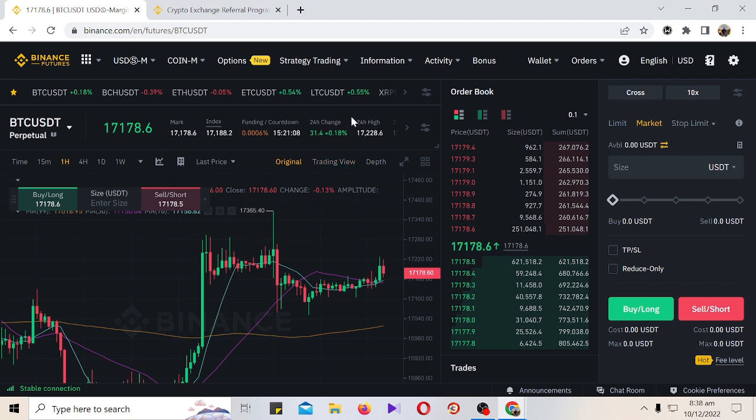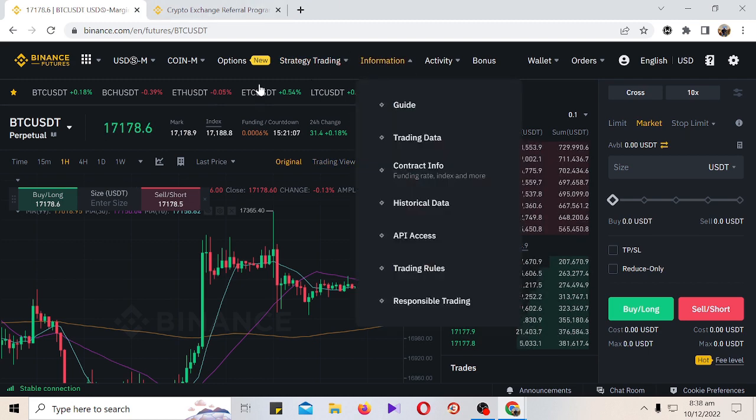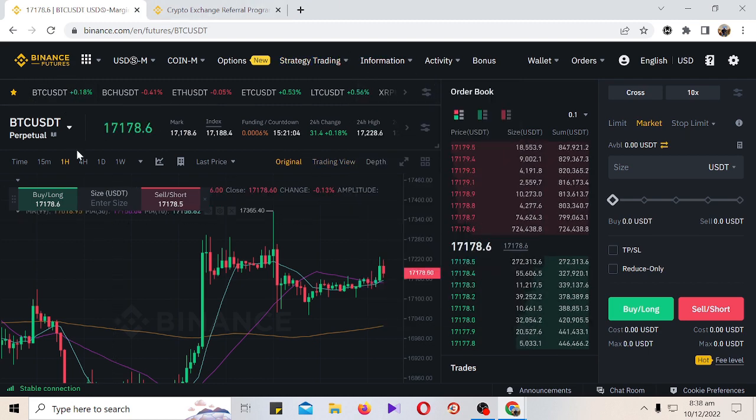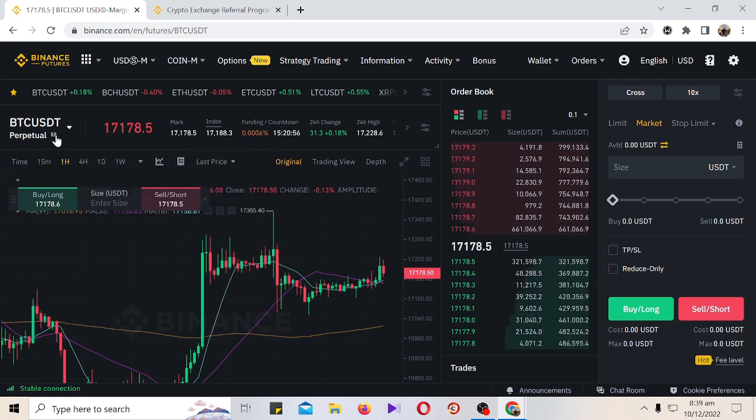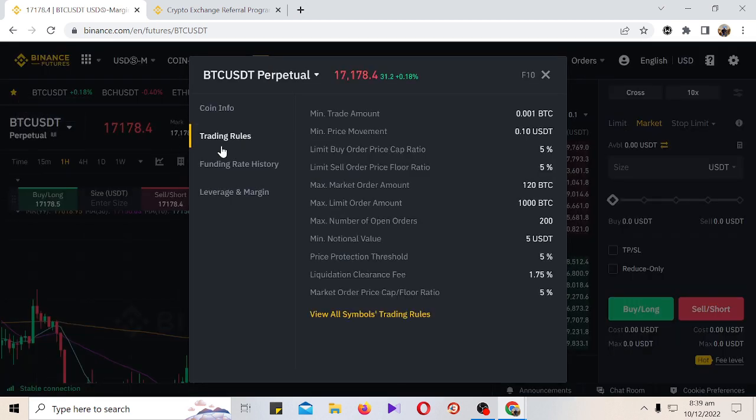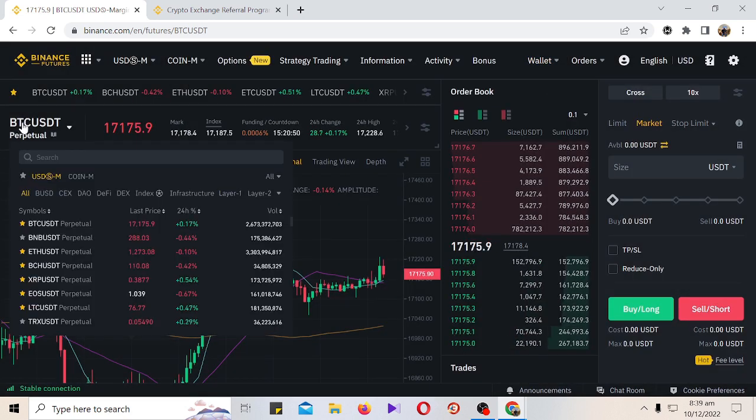It's very important you guys understand here. But before that, let me explain these things for you. We have the cryptocurrencies here. Don't trade contract, trade perpetual. Only trade perpetual. Don't go and trade the other ones. You can see we have BTC USDT perpetual. We have all the cryptocurrencies here.